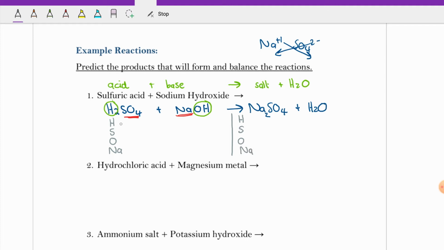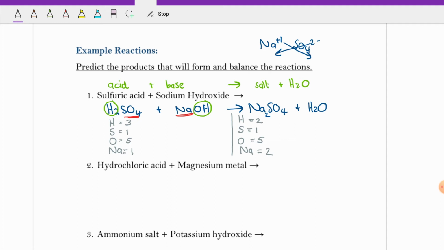Then I literally go and count how much of each atom I have on the one side. So here I've got 2 hydrogens plus another one, so that is 3 hydrogens. I've got 1 sulfur, I've got 4 plus that one is 5 oxygen atoms, and I've got 1 sodium atom. On this side, I have 2 hydrogens, 1 sulfur, 5 oxygens, and 2 sodiums.